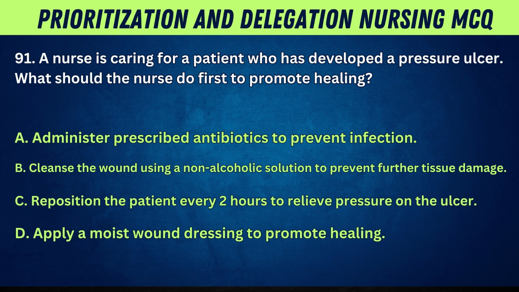91. A nurse is caring for a patient who has developed a pressure ulcer. What should the nurse do first to promote healing? A. Administer prescribed antibiotics to prevent infection. B. Cleanse the wound using a non-alcoholic solution to prevent further tissue damage. C. Reposition the patient every 2 hours to relieve pressure on the ulcer. D. Apply a moist wound dressing to promote healing.